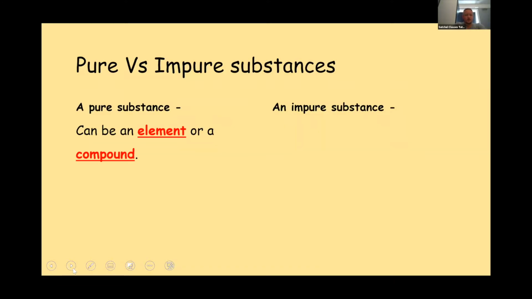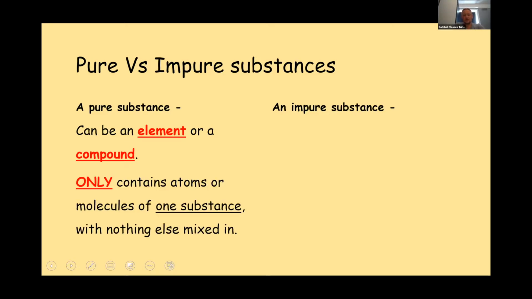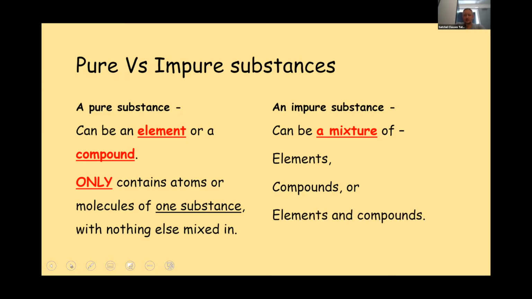So, a pure substance can be an element, which is a substance made up of only one type of atom, or it can be a compound. It only contains atoms or molecules of one substance with nothing else whatsoever mixed in with it. Whereas an impure substance can be a mixture of elements, compounds, or elements and compounds. And by this I mean you can have two or more different elements, or two or more different compounds, or you can have a mixture of elements and compounds all together.